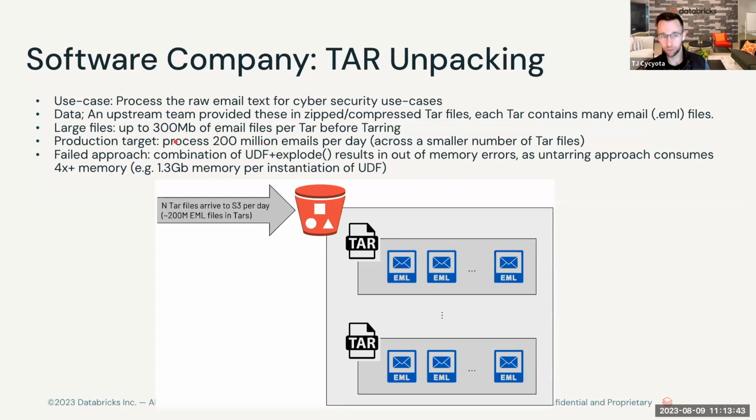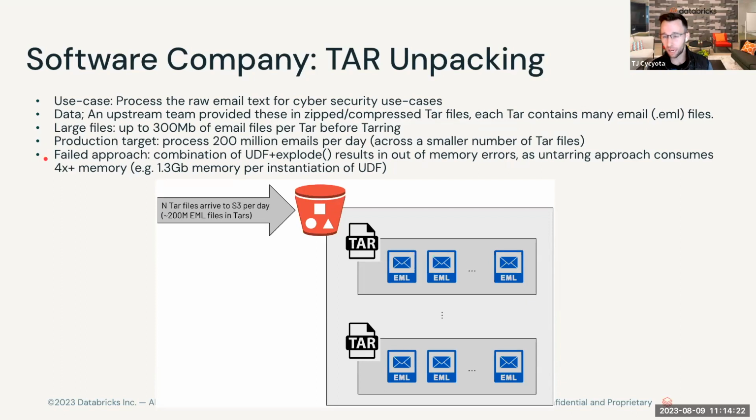Their constraint was that they knew each tar would contain up to 300 megabytes of email files before the tarring occurred. So each of the tar files was smaller than 300 megs. And again, their production target was 200 million emails per day, right? So those broke down across a fewer number of tar files, but you can get a sense of the data volumes we're talking about here. We're not talking about thousands or millions, we're talking about 200 million emails, 200 million unique records to process per day. Total data volume size of that is much, much larger.